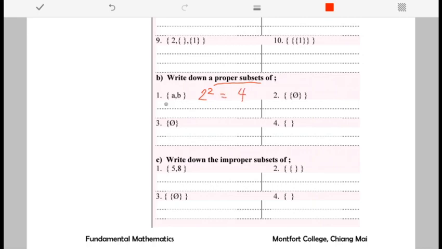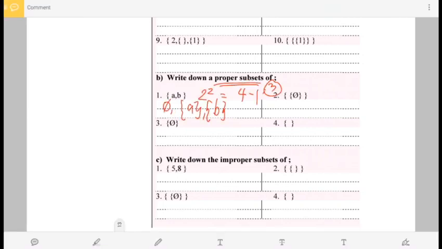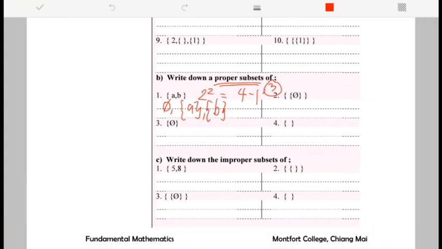So let's start with the empty set. But minus 1, because you have 4 minus 1, since you have to remove the improper subset. So you have only 3. You have to give me only 3 elements. So empty set, set of A, set of B. 1, 2, and 3. So you have 3 subsets. That's it, finish. Now for number 3, just the improper subset. That means you just copy the same set. So 5 and 8, because it's the equal set.